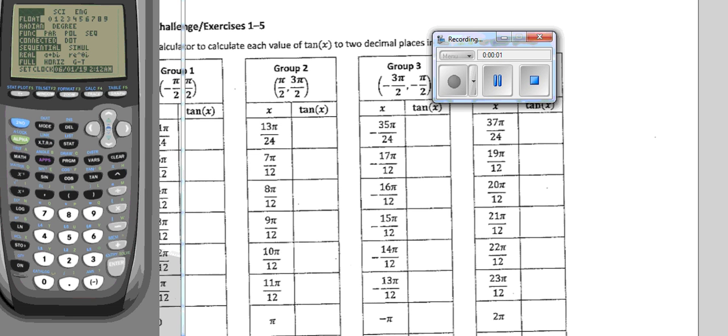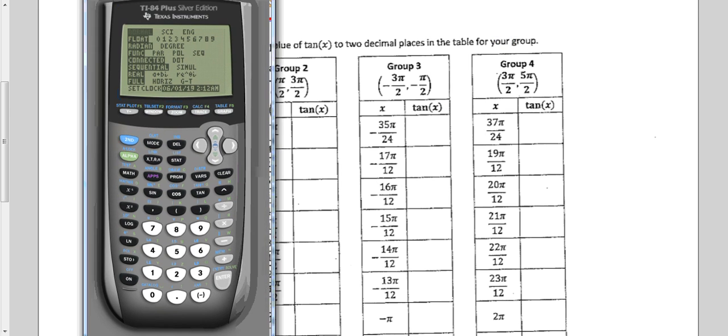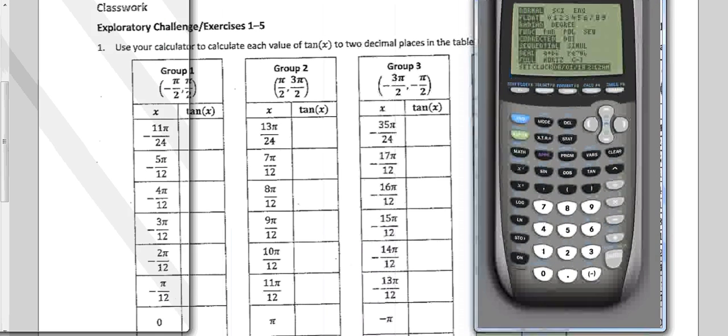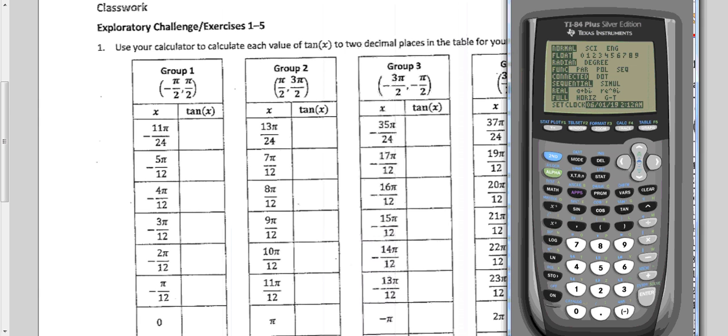So, everybody should have their calculators in radians mode. Okay? Let's minimize that. Let's drag you over. Why is it being difficult? I want it there. Okay.